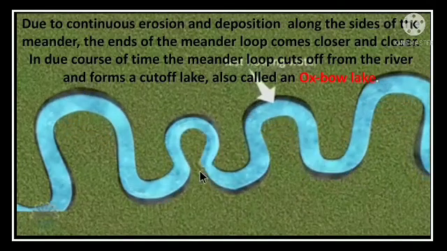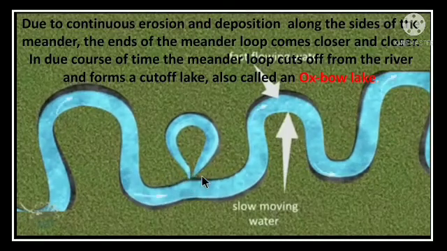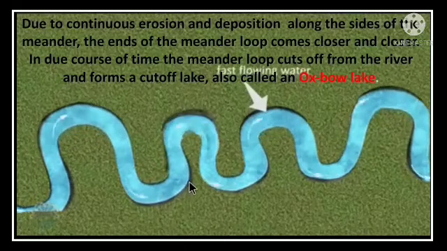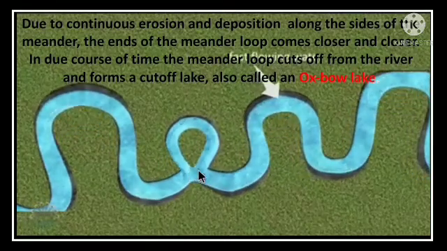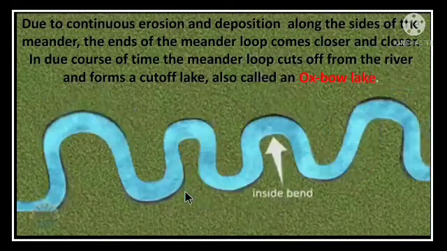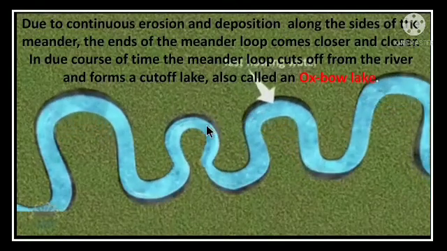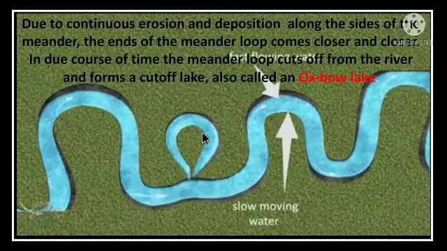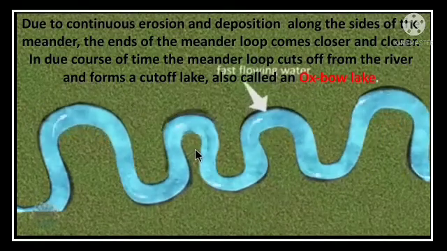After some period of time, because of erosion and deposition, what happened? The distance between the bends will get reduced and it will become closer. It will come closer and closer and the meander loop will cut off from the river, and such cut-off lakes are called Oxbow Lakes.